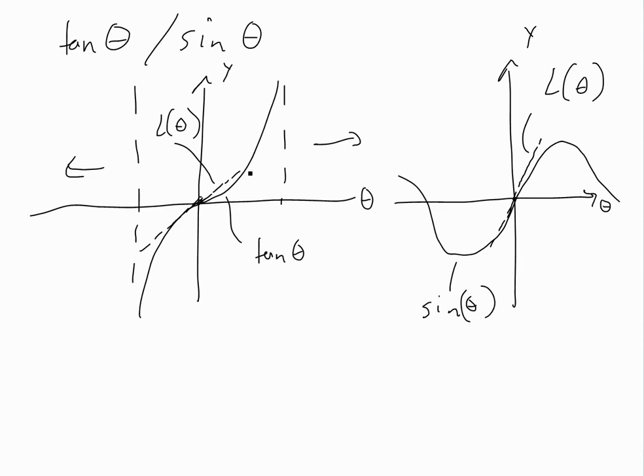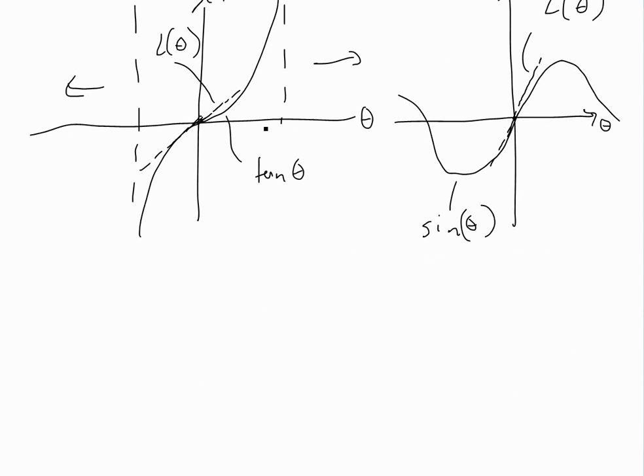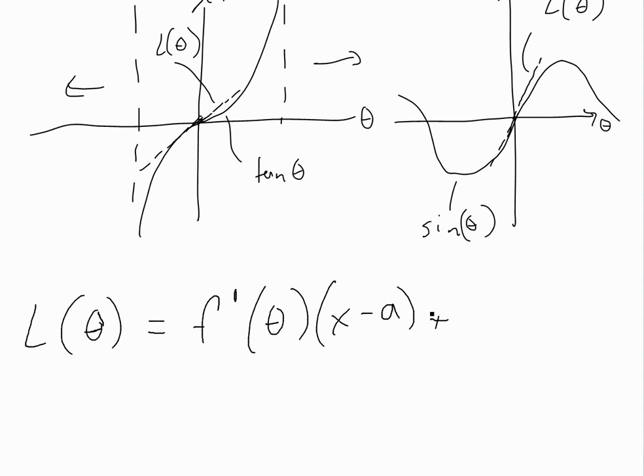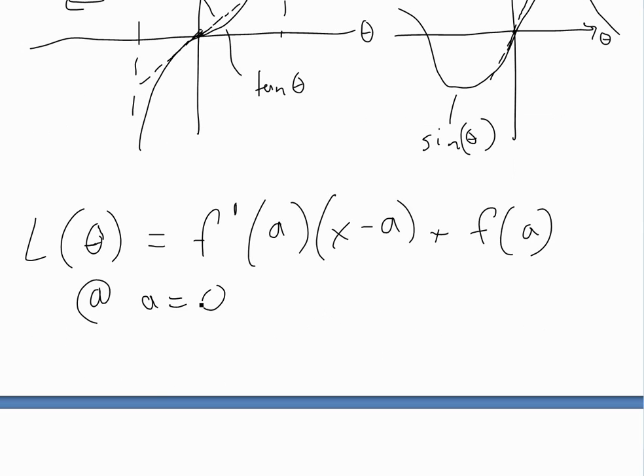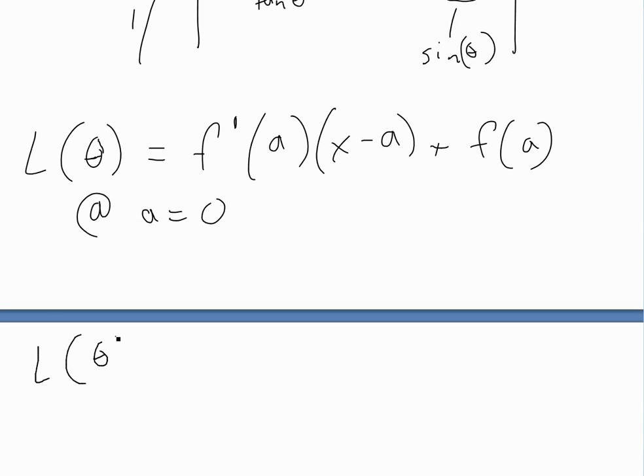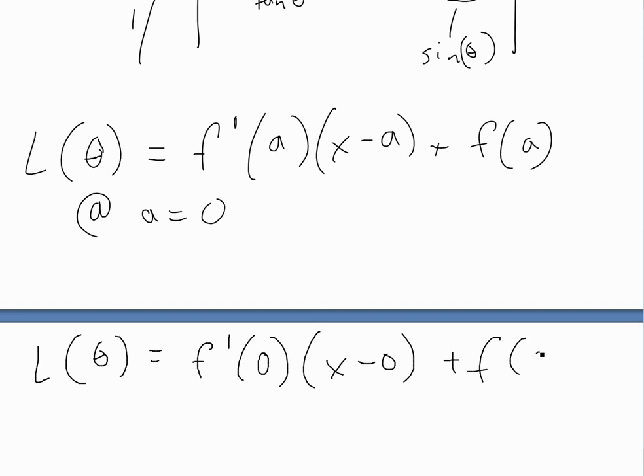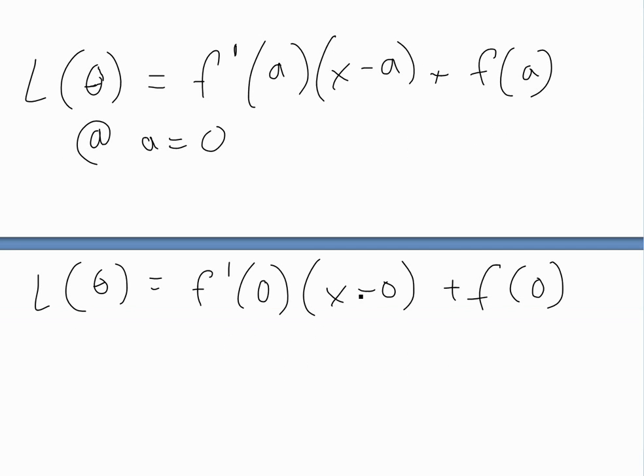So when we look at this one, all we've got to do is use this formula for linear approximation. We know that L theta, we'll use theta instead of x, is equal to f prime at a times theta minus a plus f of a. Yes, that's an a, not a theta. And we're looking at when theta is near 0, or a is equal to 0. So we're going to have L theta is equal to f prime of 0 times theta minus 0 plus f of 0.